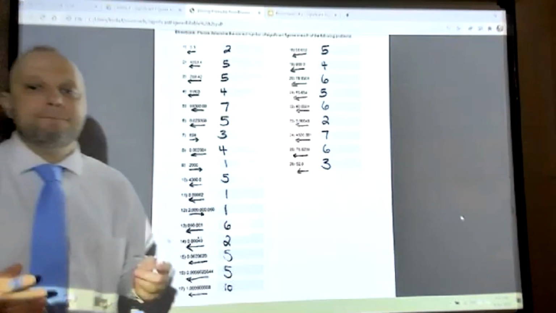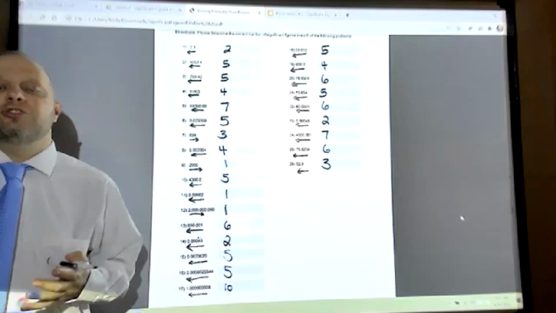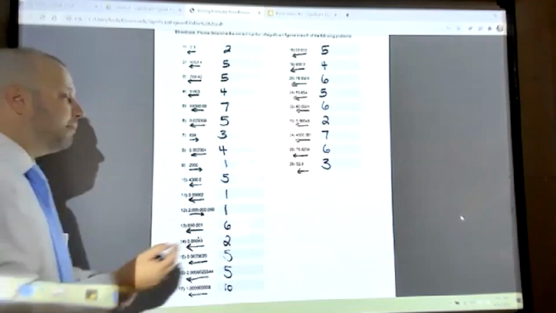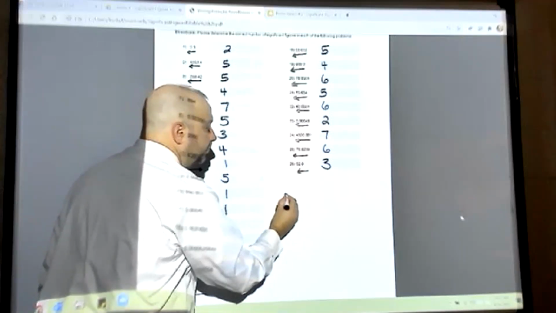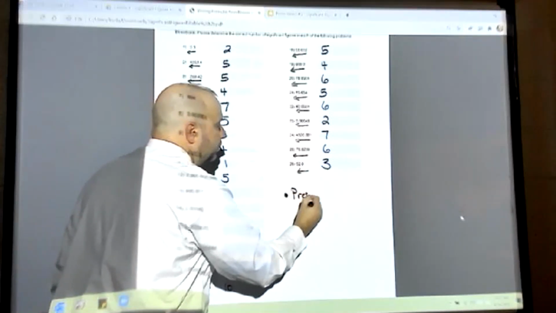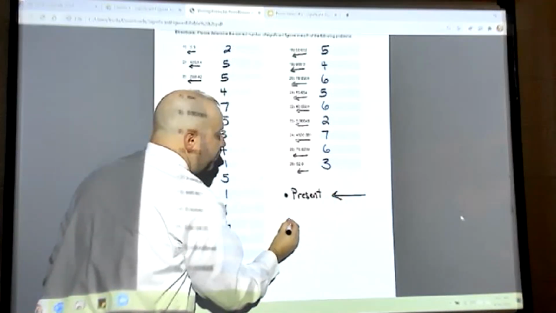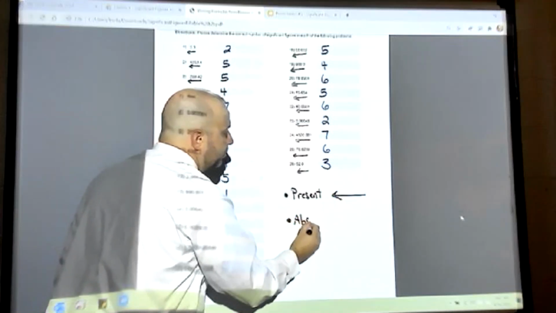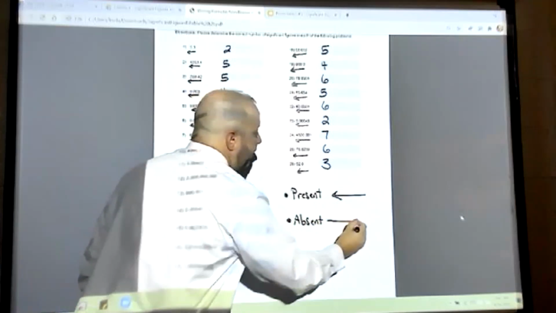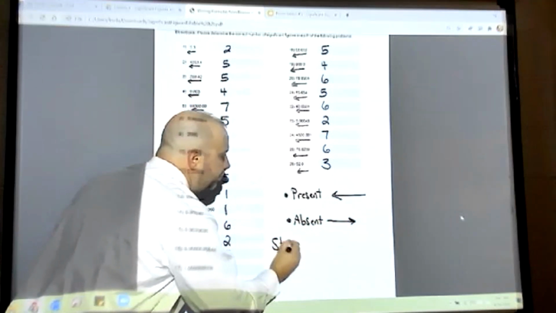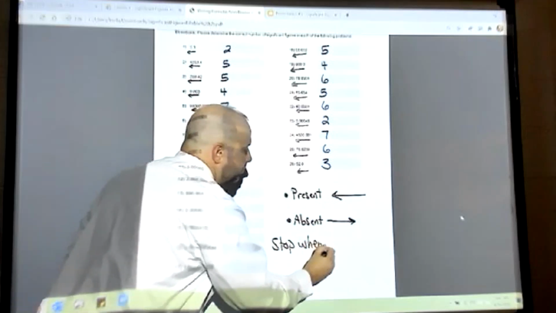Take a minute, pause the video if you need to, try and figure out if you got any of these wrong and what happened. Remember, if the decimal point is present, we count from right to left. If the decimal point is absent, we count from left to right, and we stop when only zeros are in front of us.